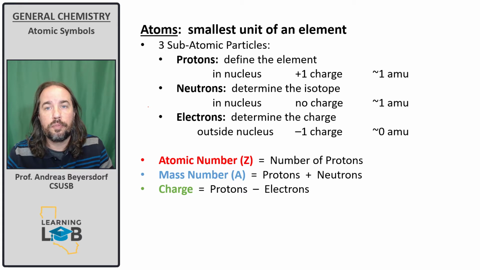All atoms are composed of protons, neutrons, and electrons. These three subatomic particles have different properties, and the number of each one of these helps to determine different aspects of that atom. For instance, the number of protons, that's also known as the atomic number of the atom. This determines the element. The number of protons plus the number of neutrons tells you the mass of the atom. And then finally, the number of protons minus the number of electrons determines the charge of the atom.